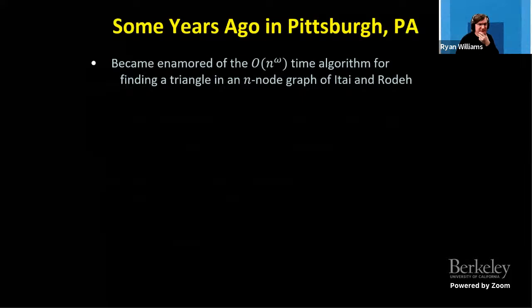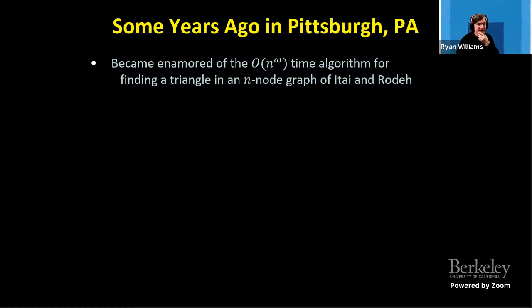So some years ago in Pittsburgh, I was a grad student. And I was thinking about these problems and I became enamored of the n^omega time algorithm for finding a triangle in an n-node graph of Itai and Rodeh. This is such a beautiful algorithm. It doesn't take long to describe it. So let me do that.